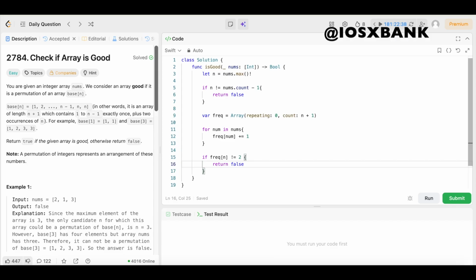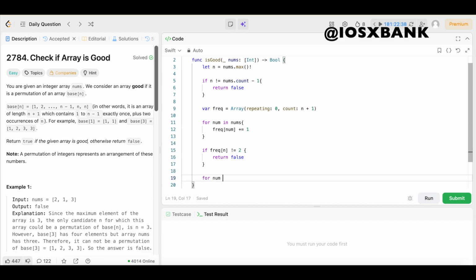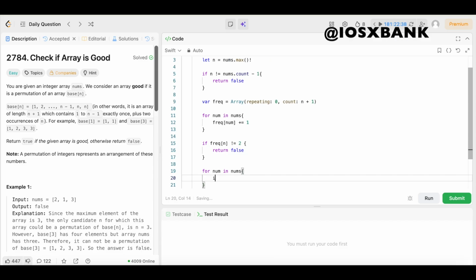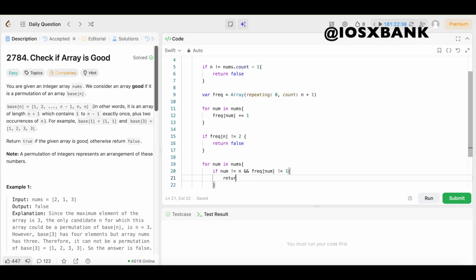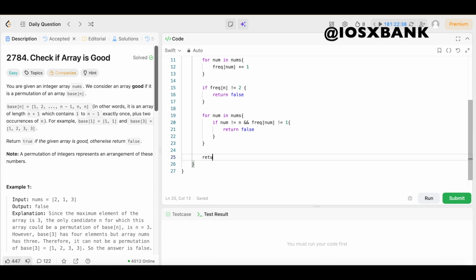Now every other number from 1 to n minus 1 must appear exactly once. So we'll come underneath this and we'll say for num in nums. We're going to open up the brackets and we'll say if num does not equal n and freq[num], come outside of that, does not equal 1, we'll open up the brackets and we can return false. Boom. Now, if all conditions are satisfied, then that means the array is considered good, and we could just come right here and say return true. Boom, y'all, that should be all she wrote.